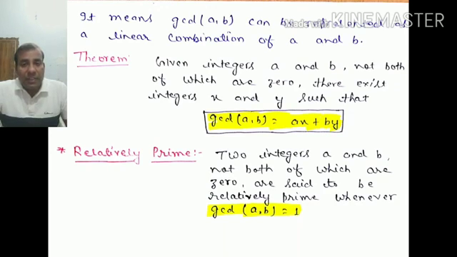Means if we take GCD of 5 and 7, the positive divisors of 5 will be 1 and 5, and the positive divisors of 7 will be 1 and 7. Out of these, the common divisor will be 1. So GCD of 5 and 7 equals 1, and since GCD of 5 and 7 equals 1, 5 and 7 will be relatively prime. So in this way we will choose which two numbers are relatively prime.